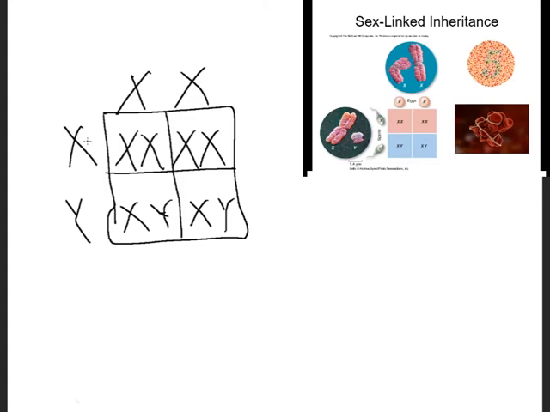So men are much more susceptible to sex-linked inheritance, especially recessive disorders, than women are, because women need 2 recessive alleles for both of their genes to have the disorder, be it color blindness or be it hemophilia. Those are the only 2 scenarios I give you on the exam.